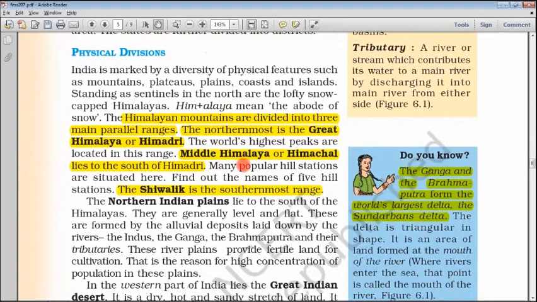And the northern Indian plains are there, which are south of the Himalayas. They are an almost level and flat region. These are formed by the alluvial deposits of various North Indian rivers like Sindhu, Ganga, Brahmaputra, and their numerous tributaries. These river plains provide fertile land for cultivation. So that is the reason these plains are among the most highly populated regions of the world.